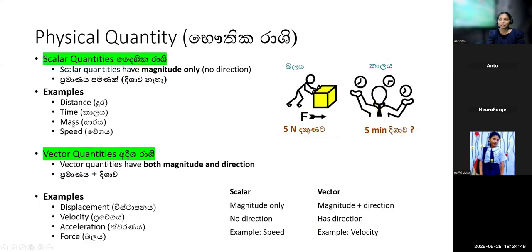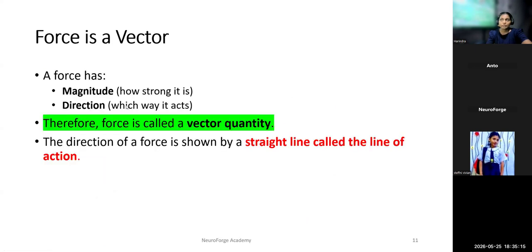Then again I put this slide to remind you what physical quantities, scalar quantities and vector quantities are. Remember, vector quantities have a magnitude with a direction, and scalar quantities only have magnitude, no direction. Especially force is a vector quantity, because force has magnitude and direction.